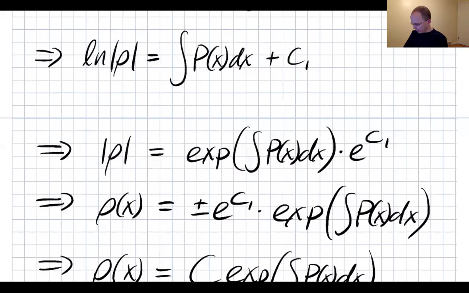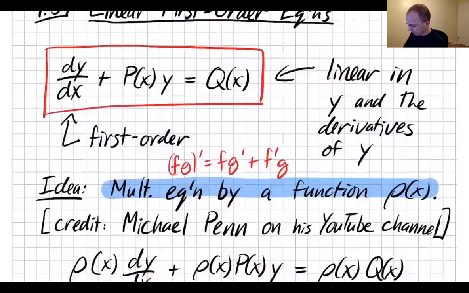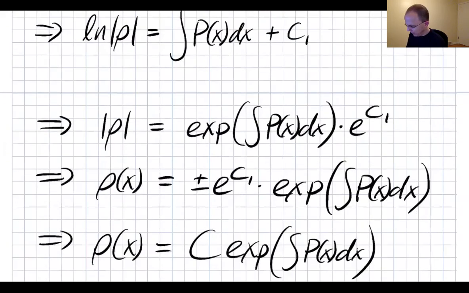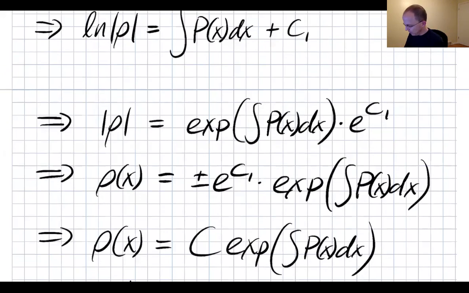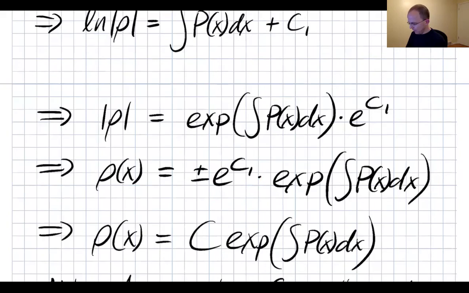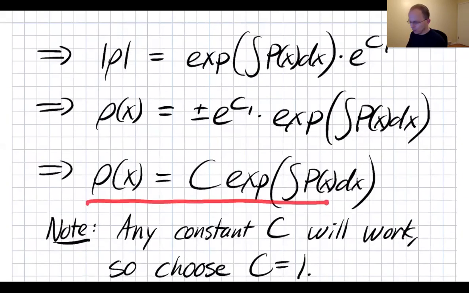So we take the exponential of both sides. That leaves us with the absolute value of rho on the left. And on the right, I distributed the exponential as we've seen before. So we get the exponential of that integral times the exponential of C1. And then we get rid of the absolute values, and that gives us a plus minus here. So we'll just call this whole thing here capital C, and that gives us our general solution for the separable differential equation.